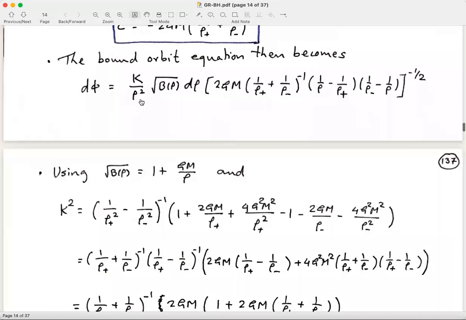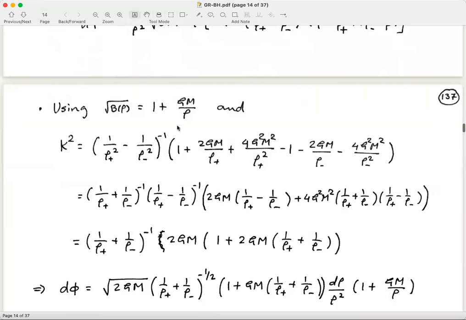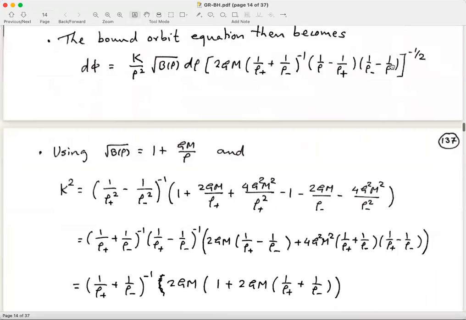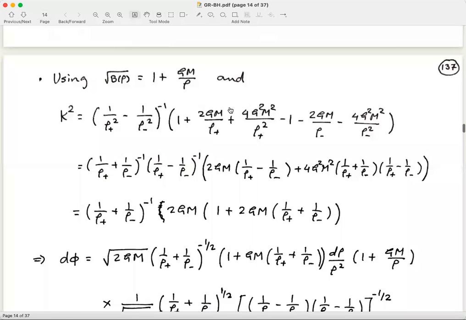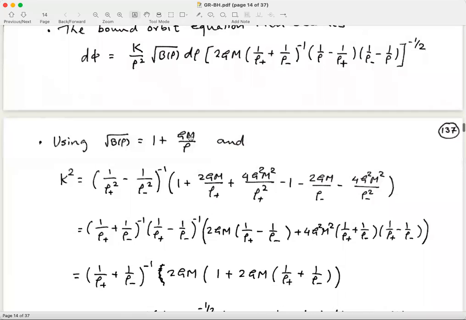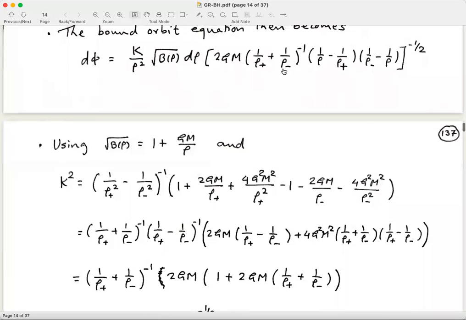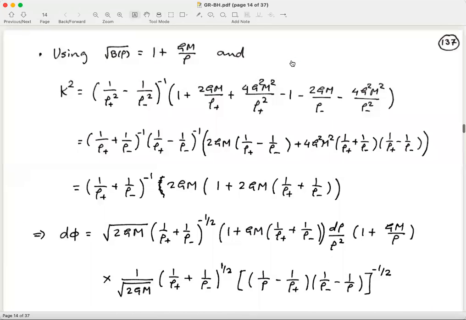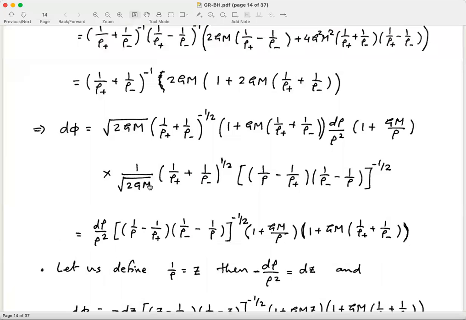Then you have a d rho upon rho squared, and then a 1 plus gm by rho. Then this entire piece, which is written out here. Look at this one: you have a 2gm to the minus half and 1 over rho plus 1 over rho minus to the plus half. That is how this will appear. Again, a lot of cancellations. You can see these terms cancel, this term would cancel, and you are left with only terms of this kind.